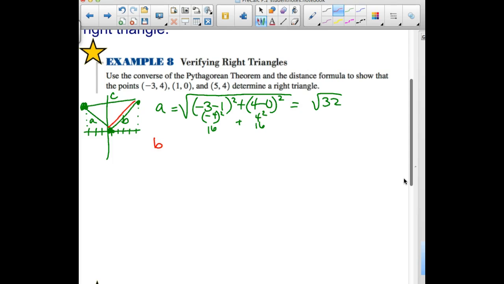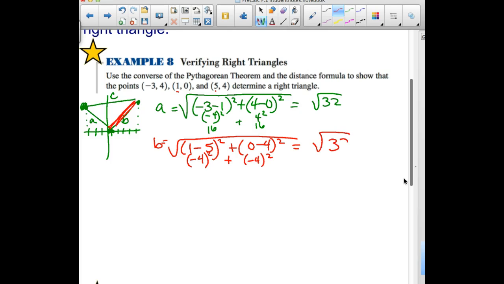All right, side B, this one over here. We want to take the point 1, 0 and 5, 4, and look at those two. Subtracting 1 minus 5 squared, 0 minus 4 squared. Simplifying, we have negative 4 squared plus negative 4 squared. Once again, we will end up with the square root of 32.